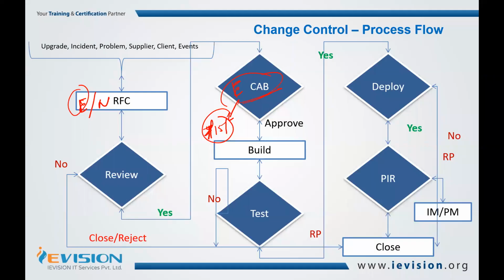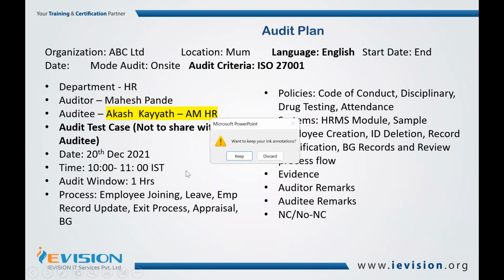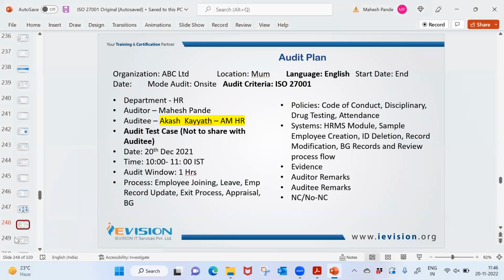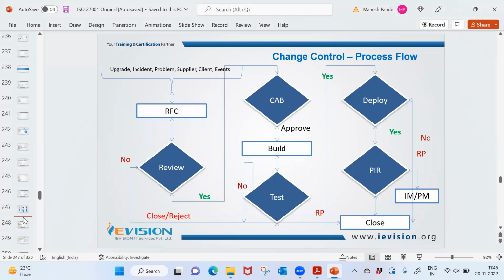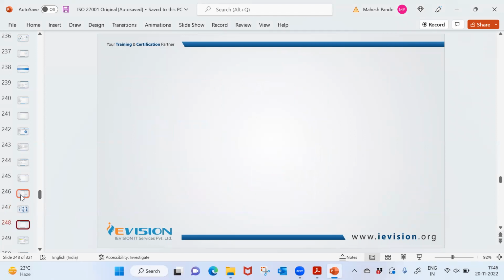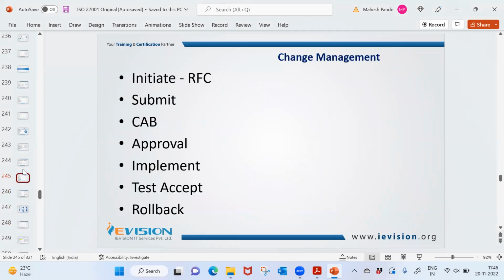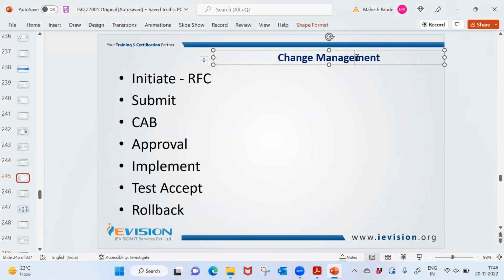So let me try and help you, everyone. Appreciate your efforts. This was the first exercise. Now we will be getting into multiple such exercises. Now, I will clear this. If I'm an auditor, for this, what will I be doing? Change management audit.